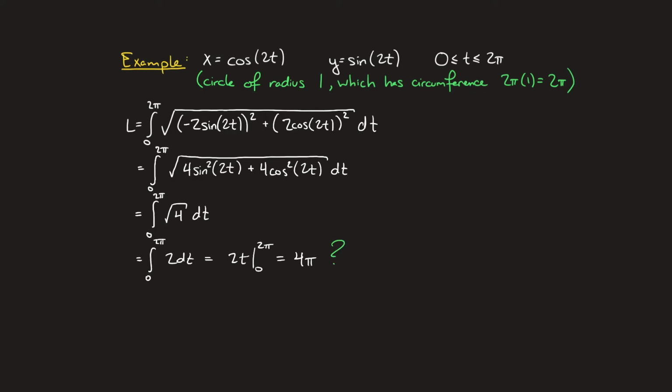But wait, I thought we were supposed to get 2 pi. What happened? It turns out nothing's actually wrong here. All that's happening is that our parametrization goes around the circle twice, which is being accounted for in our arc length formula. And that's why we're getting twice the answer that we thought we would.